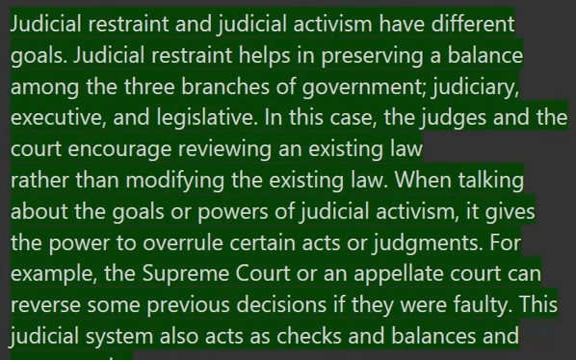Judicial restraint helps in preserving a balance among the three branches of government: judiciary, executive, and legislative. In this case, the judges and the court encourage reviewing an existing law rather than modifying the existing law. When talking about the goals or powers of judicial activism, it gives the power to overrule certain acts or judgments. For example, the Supreme Court or an appellate court can reverse some previous decisions if they were faulty.